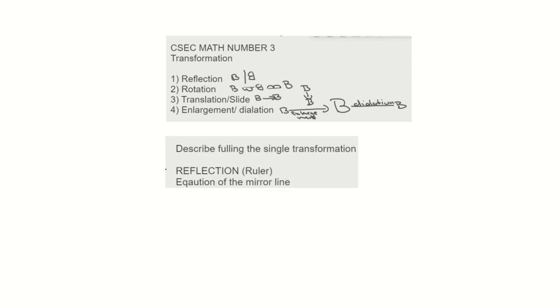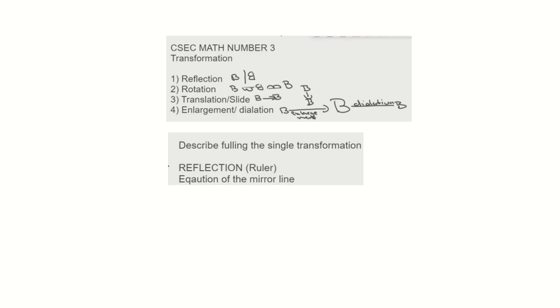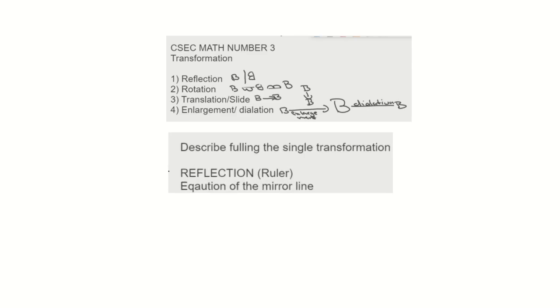Now, when you are doing reflection, the most important thing that they would ask you to do is describe the transformation. The first thing that you have to do with reflection, what you need is a ruler, and what you would need to describe it is the equation of your line.